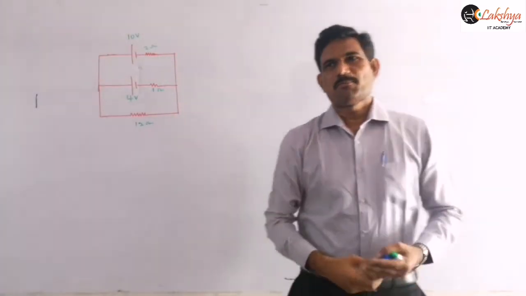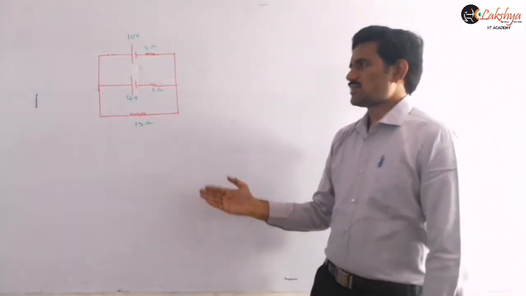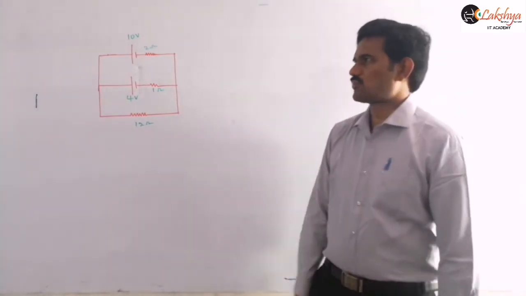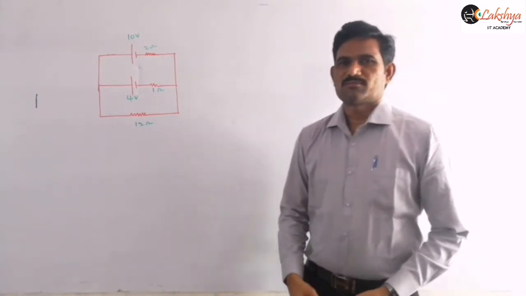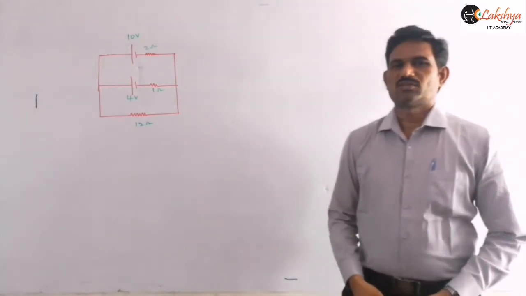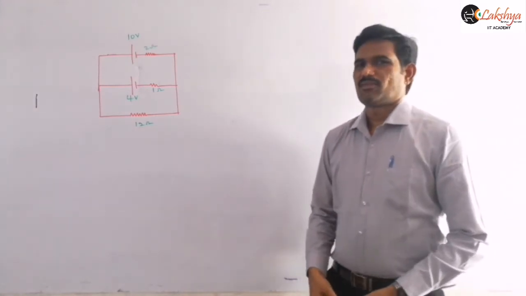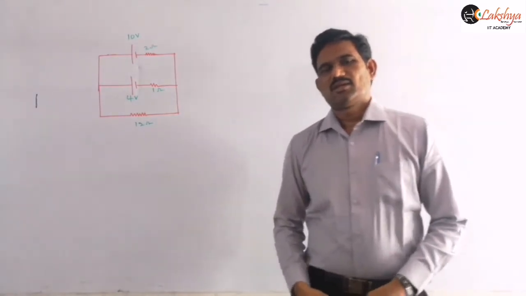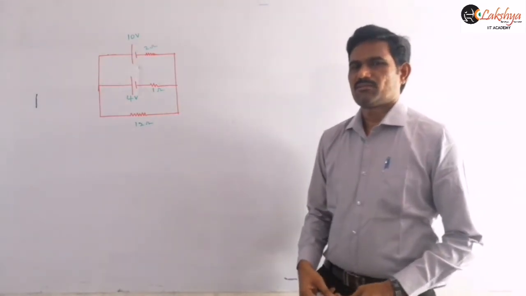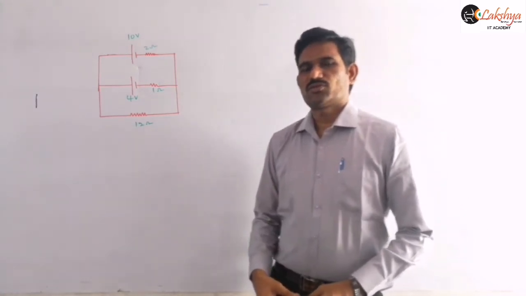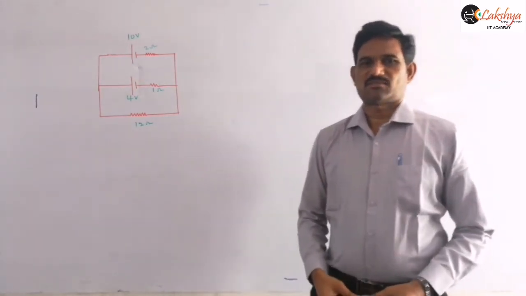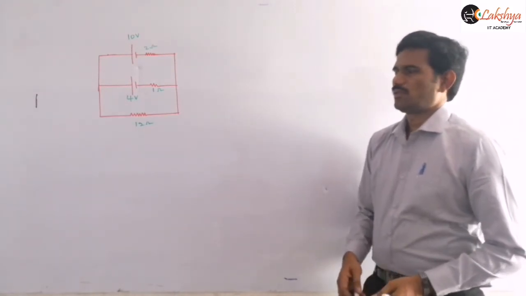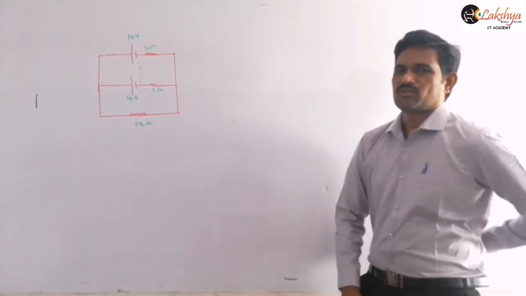We need to find the current through the external resistance and the current in the different branches of the cell. That means the current flowing through each cell. So write that question. In the following circuit, find the current flowing through each cell and the current flowing through the external resistance, right? So that is the given circuit.